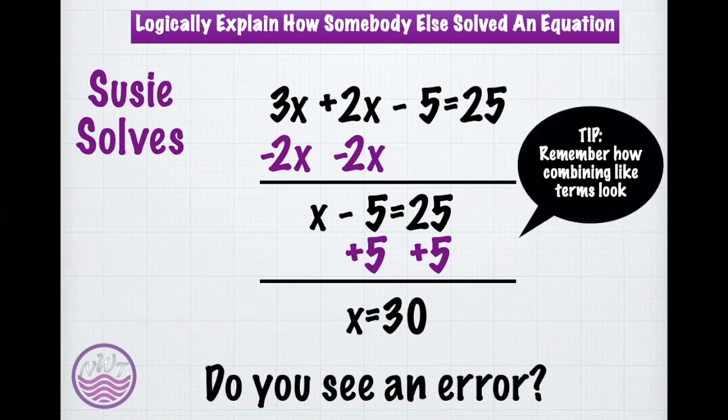Remember, when looking at this, remember how combining like terms is supposed to look for our tip. Go ahead and pause the video if you want to take a look at what the error is. Yes, if you said this minus 2x is your error, you are correct. You are not supposed to subtract or use inverse operations unless you're going from one side of the equal sign to the other. And in this situation, she is on the same side. So instead of subtracting 2x, she should have just combined the terms to begin with.